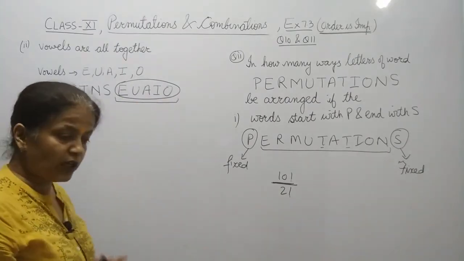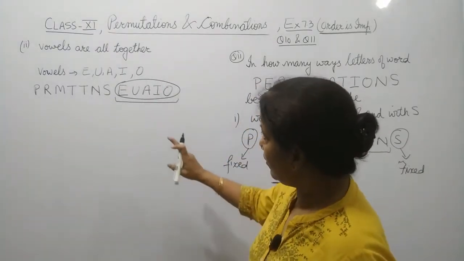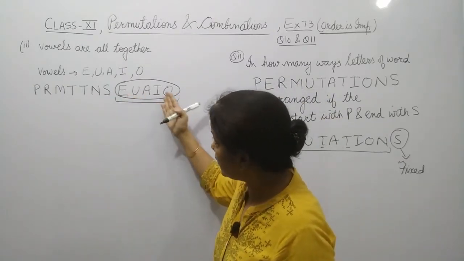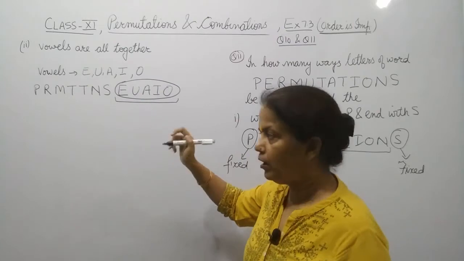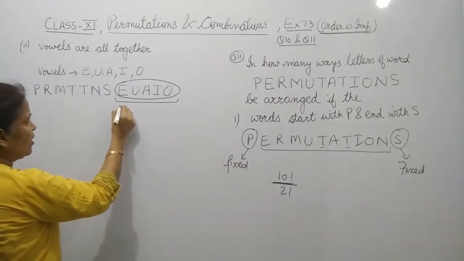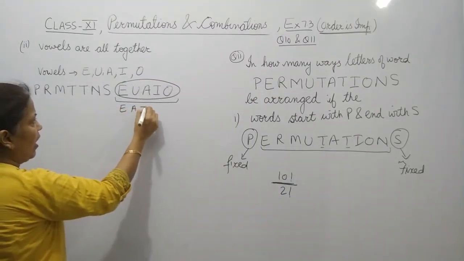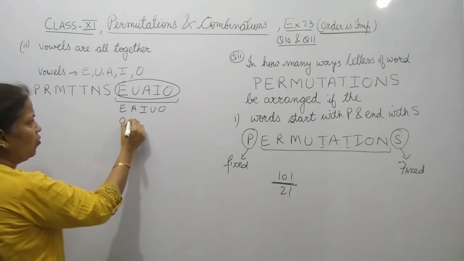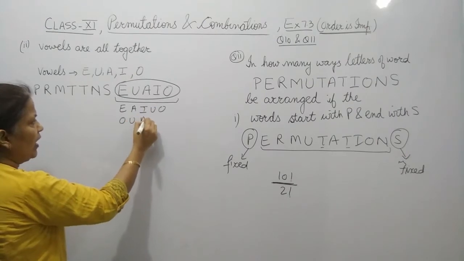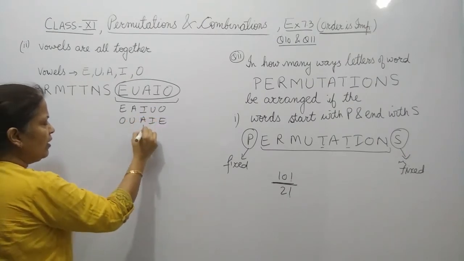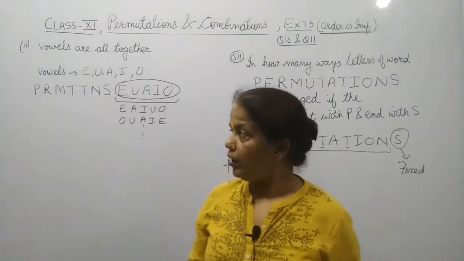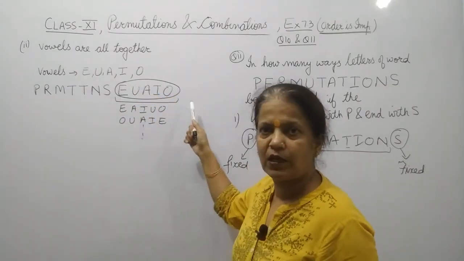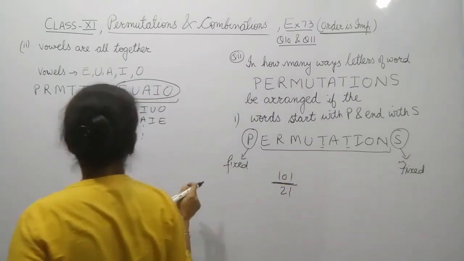But it's not written that the vowels should be in this order itself. These vowels can also be interchanged among themselves. It can be written like this: E, A, I, U, O, or it can be written U, O, A, I, E, like this. So the number of ways in which vowels can be taken together will be how much?